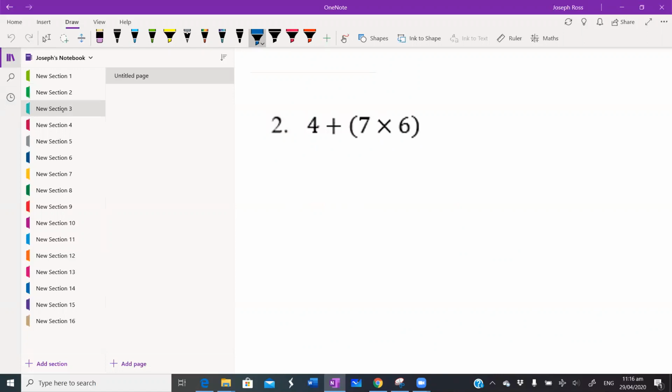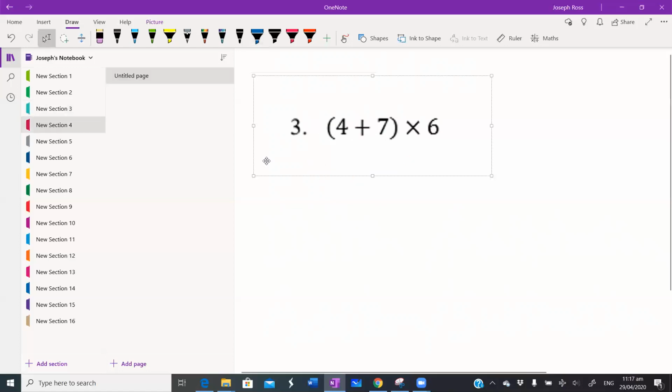Okay, so the next question is 4 plus, and then in brackets, 7 times 6. Do we have brackets? Yes, we do. So what's inside that bracket needs to be done first. So we've got 4 plus, and then 7 times 6 is 42, and 4 plus 42 is 46.